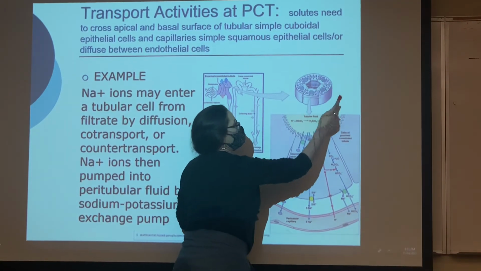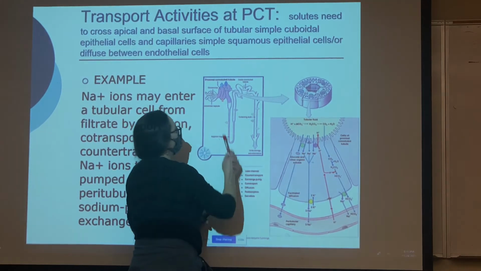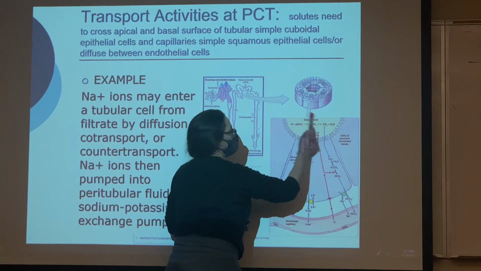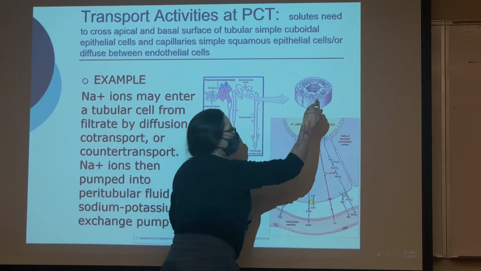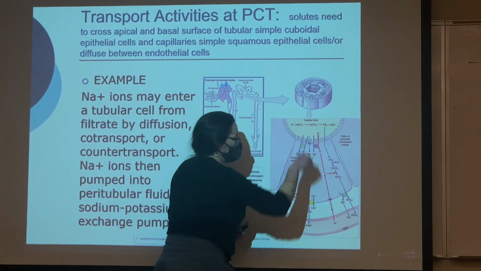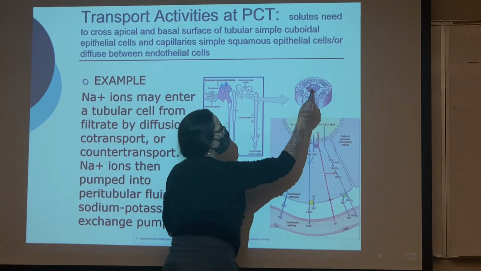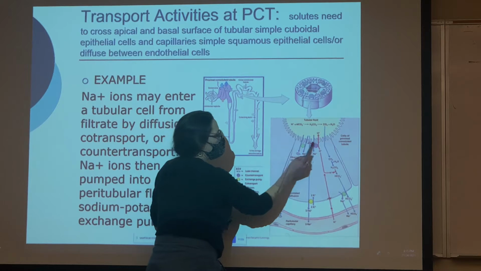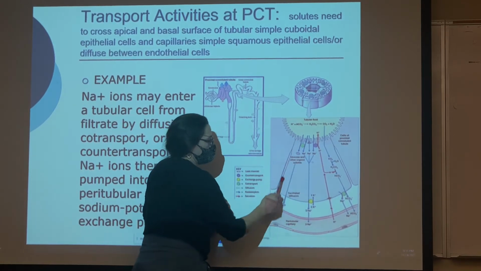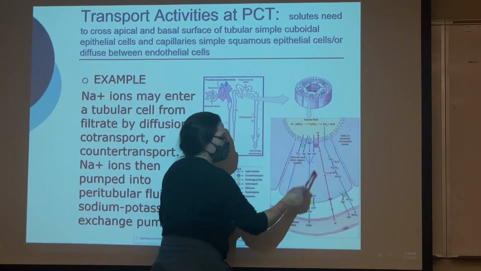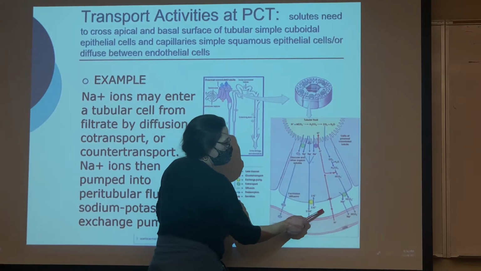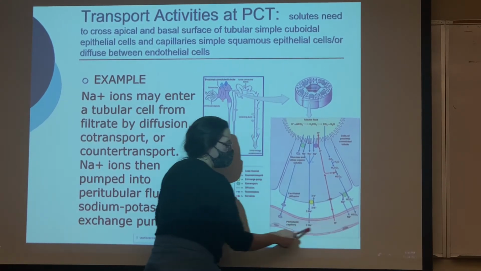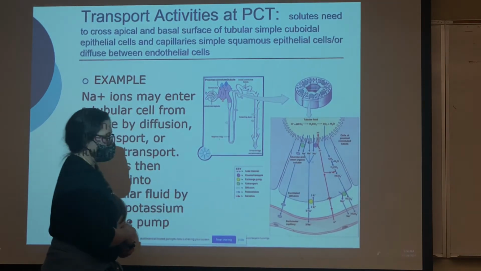would be your peritubular fluid. You would have capillaries going around this. The capillaries would be out here. If we look at this on the slide, this is where the tubular fluid is in here. Here are your microvilli. Here's your simple cuboidal epithelial cell. Right here is your peritubular fluid, and then here's your peritubular capillary.